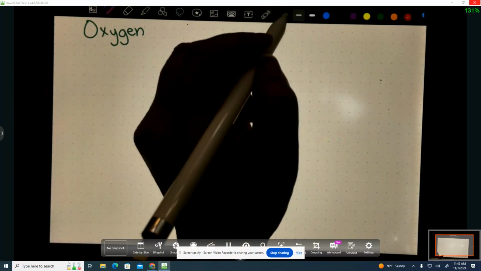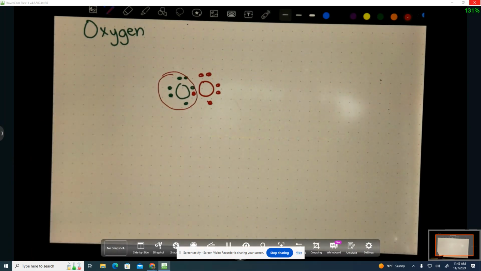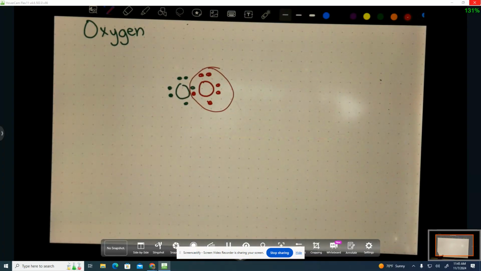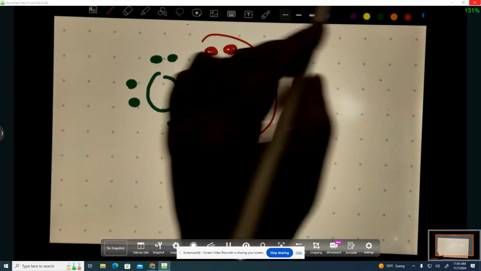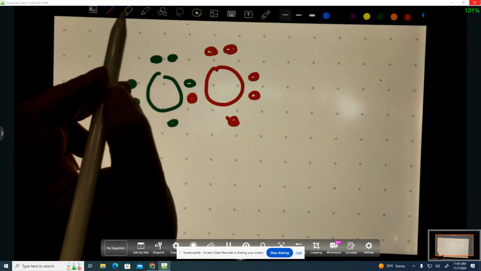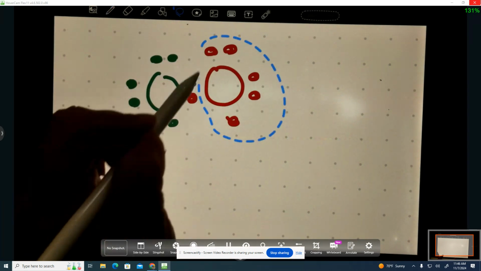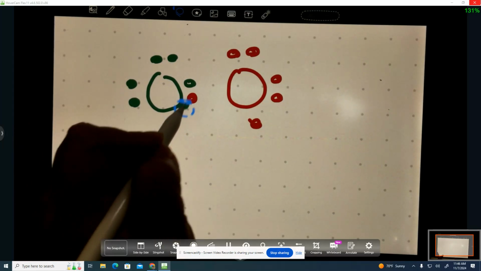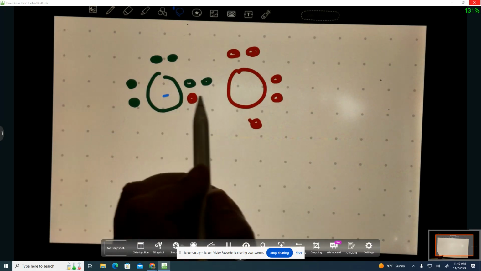If you look here, does that guy have 8? No. He has 7. And this guy has 7. So it's not done yet. So what's going to actually happen is these lone electrons that are down here, this electron over here is going to come up and is going to go in the middle. Now both oxygens have use of it.